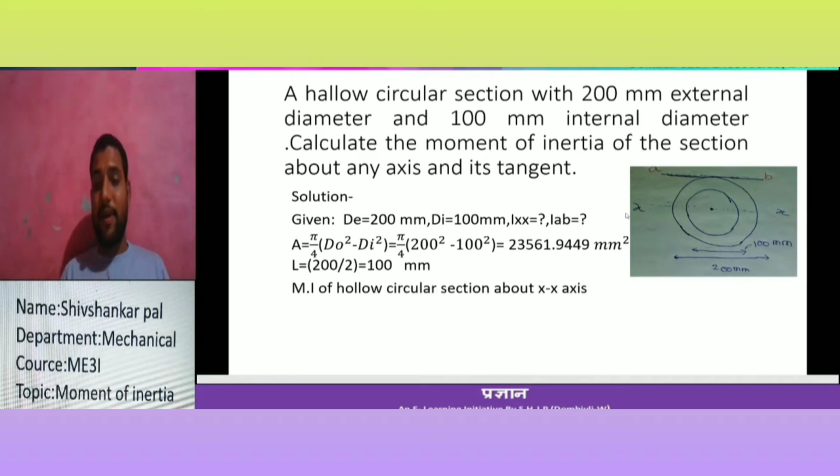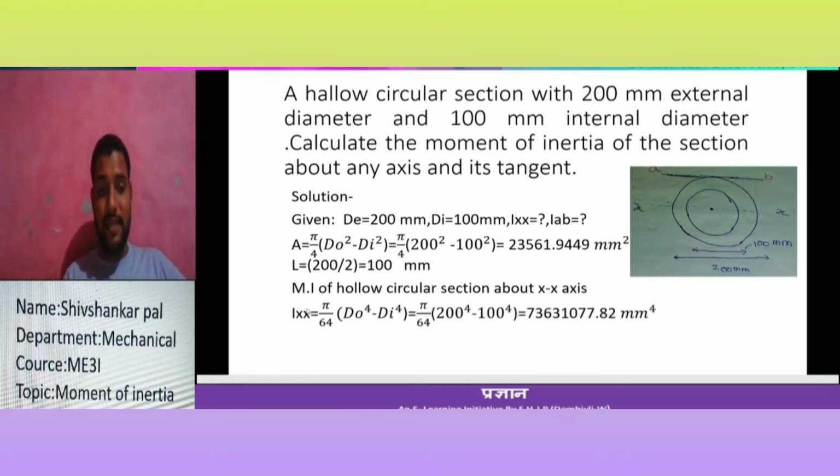The moment of inertia of the hollow circular section about the x axis: first, you know the moment of inertia of a circular section is equal to pi into d to the power 4 divided by 64. That is for a solid circular section, but our given figure is a hollow circular section. Basically the outer moment of inertia about the x axis minus the inner moment of inertia about the x axis, the difference, is known as the moment of inertia of the hollow circular section.